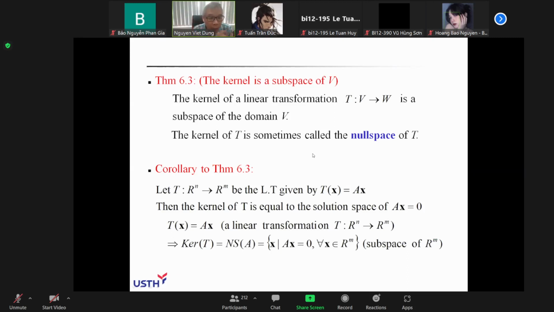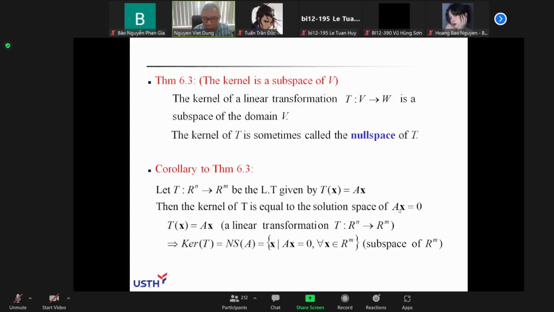We have an observation saying that if T from V to W is a linear transformation, then the kernel of T is always a subspace of the domain, a subspace of V. And that subspace, the kernel of T, is sometimes called the null space of T. Null space is a very familiar name for us. So you can see, in case T is given by a matrix, I mean T is given by the formula Tx equals A multiplied by x, then the kernel of T is equal to the solution space of A.